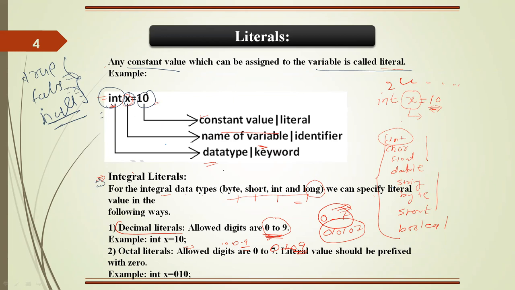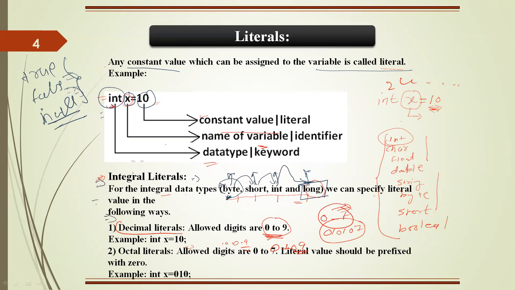Integral literals are mainly of four types. Inside the integer value, you can declare byte, short, int, and long. Byte is mostly used for sending data in small format, like small data. If byte is not sufficient, you can use short. If short is not sufficient, you can use int. If int is not sufficient, you can go with long. Long takes a bigger range.